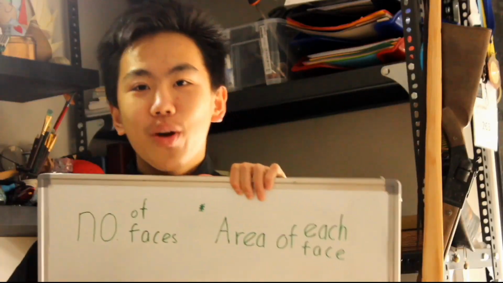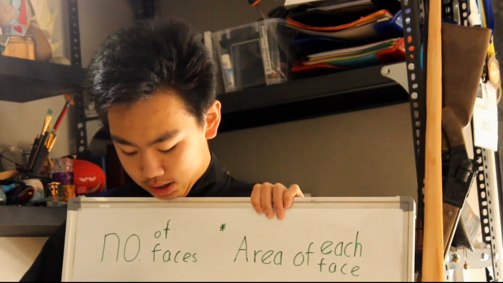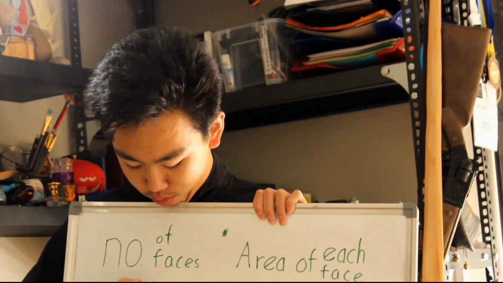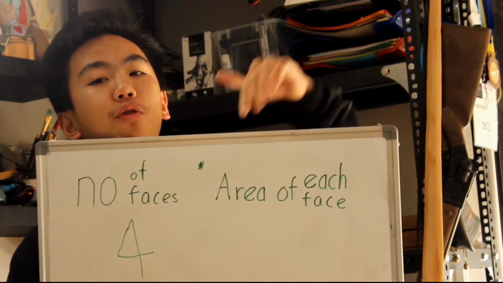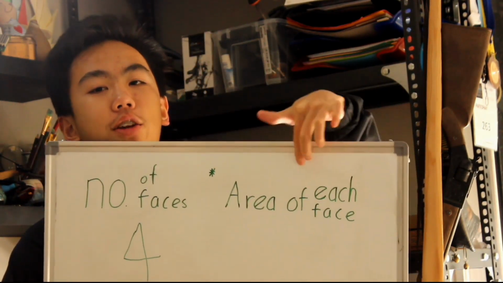The first regular polyhedron we are going to look at is a regular tetrahedron. It has the least number of faces as a regular polyhedron, and the name comes from the Greek word tessera, meaning 4. So yeah, it has 4 faces. Now we have the number of faces as 4, and we need to find the area of each face.